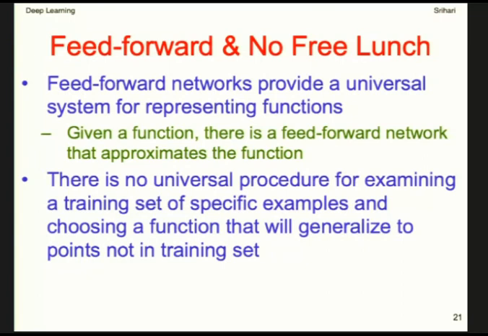So, feed forward and no free lunch. Feed forward networks provide a universal system for representing functions. Given a function, there's a feed forward network that approximates that function, however complicated it might be. Huskies is the one running example I have. Huskies versus wolves is a complicated function. It can learn that, whatever be the fine variation between the two.